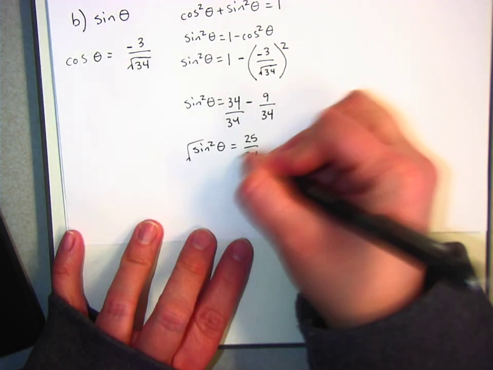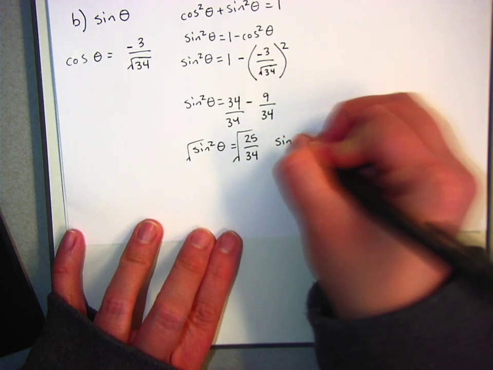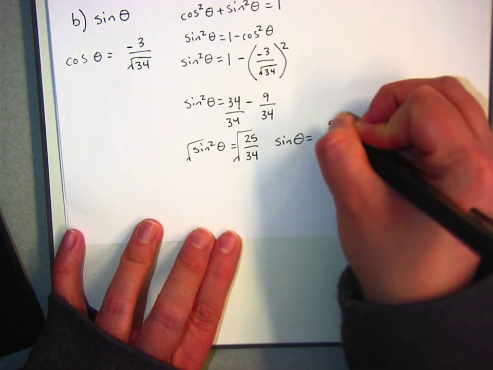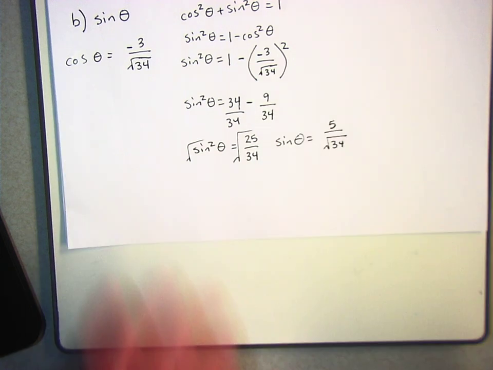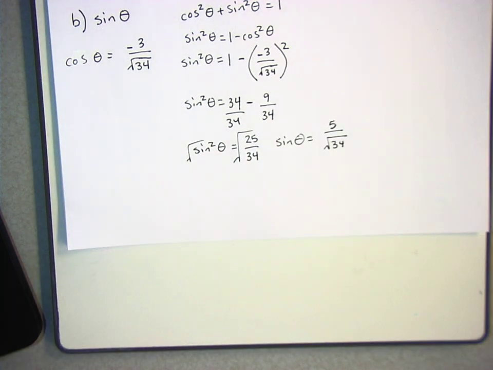And now I'm going to do a square root. So sine of theta equals 5 over the square root of 34. Oh, and it's in quadrant 2, so what does that mean? Is sine positive or negative in quadrant 2? Do you know how to tell?